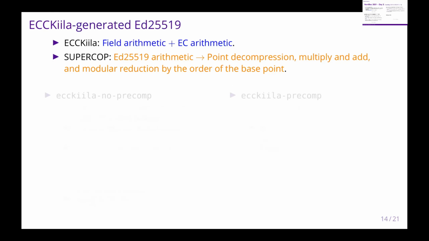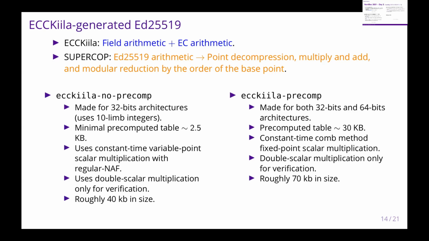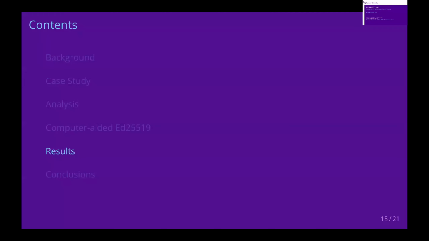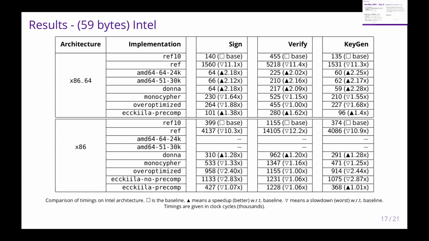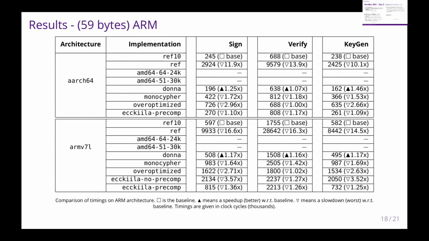So we took ECC-Kila and created two different implementations, one small implementation and one normal size implementation. The small one is roughly 40 kilobytes, the big one is 70 kilobytes, so it's even smaller than the reference implementations. And then we ran some benchmarking on SUPERCOP using a Raspberry Pi on different implementations. So these are the results for Intel and ARM.